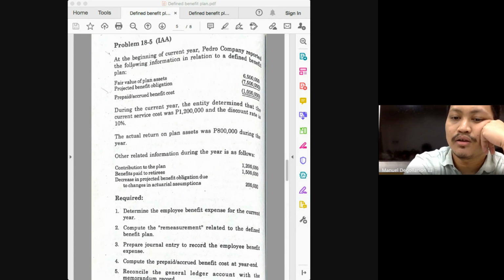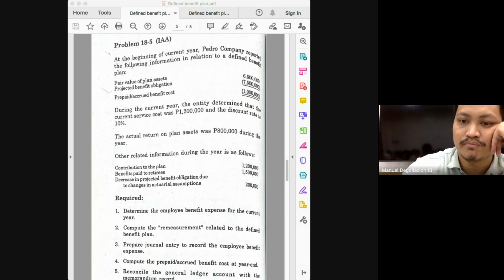Okay, so we will start with, how much was the beginning balance? 7 million 500. Add 1 million 200. Add 750. Then deduct the decrease due to changes in actuarial assumptions in the amount of 200, and also deduct the benefits paid of 1 million 500. How much will that give you? 7,750,000, and that would be your PBO N.